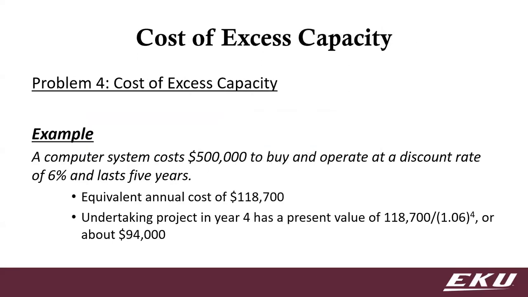Okay. What about when you have excess capacity? So a computer system costs 500,000 to buy and operate, and it lasts 5 years. If you were to buy it now, the annual cost is 118,700 for that $500,000 investment. But if you just waited to year 4, it'll be 94,000, because you're paying for all of this computing power that you don't necessarily need. And so that's what you're looking at. Is it worth having that excess capacity?